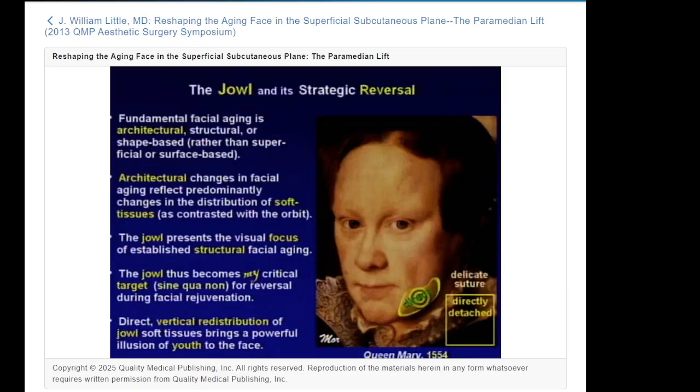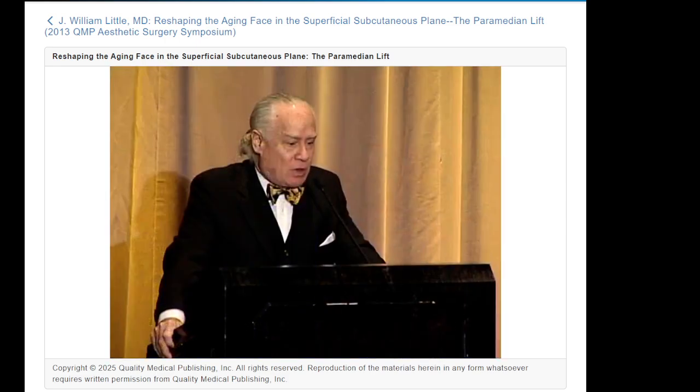because direct vertical redistribution of jowl soft tissues brings a powerful illusion of youth to the face. So I like to treat the jowl directly, detaching it from the skin, using purely vertical vectors to a nearby destination, the base of the nose, all in this paramedian amphitheater or arena, as opposed to more traditionally leaving it attached to the skin, treating it obliquely at some considerable distance and indirectly by way of the SMAS layer or by way of heavy sutures of a max lift, for example. So I just have a different take on my approach to shifting the jowl.